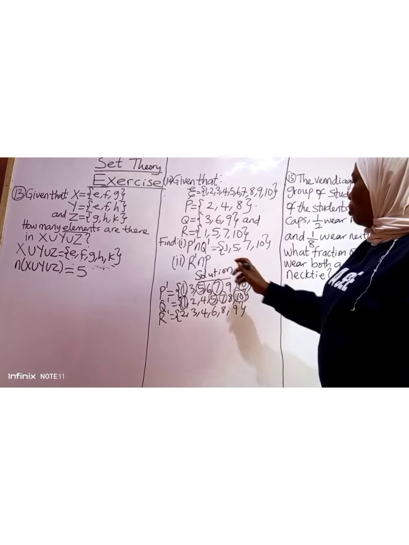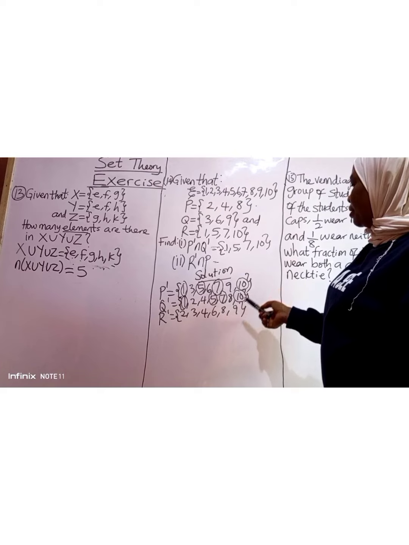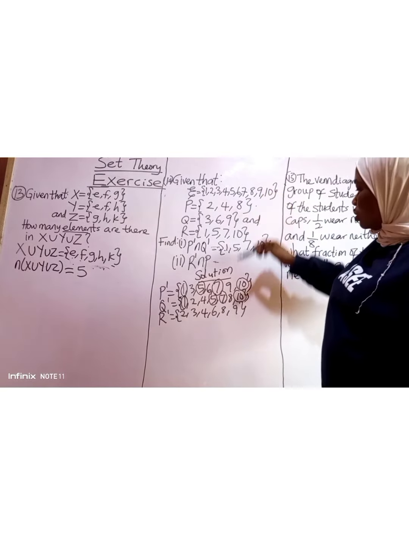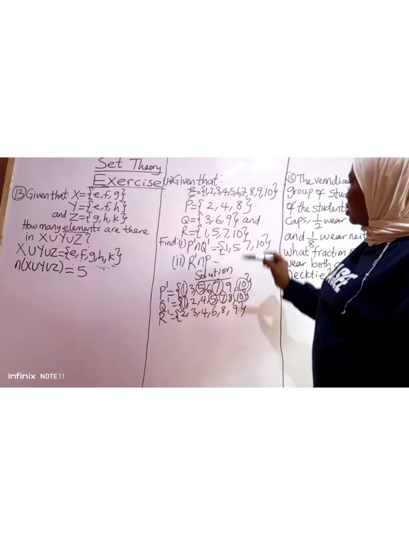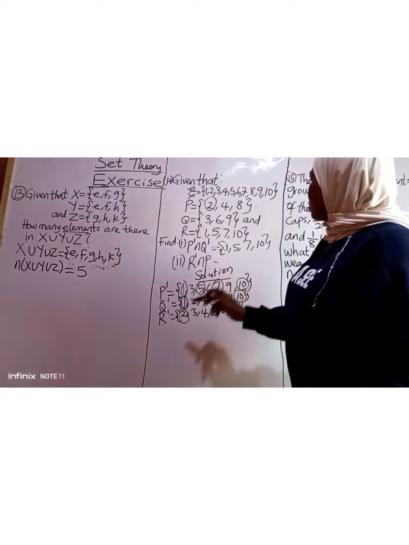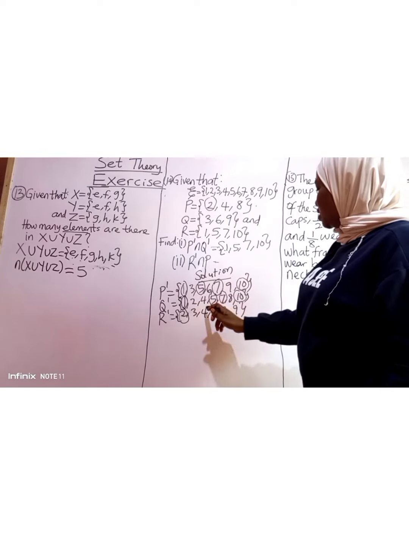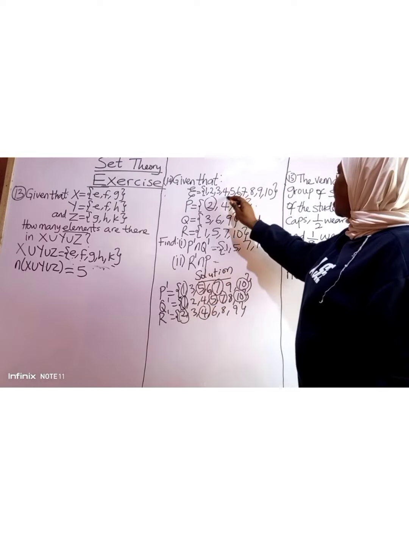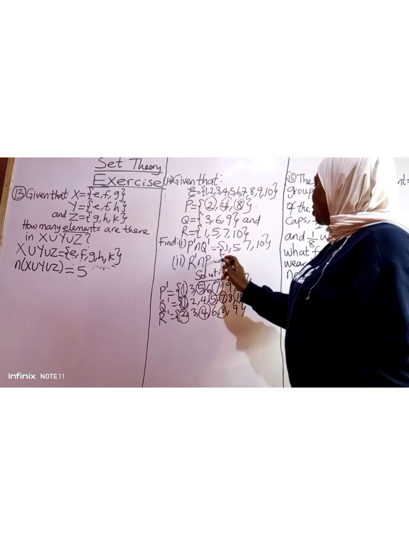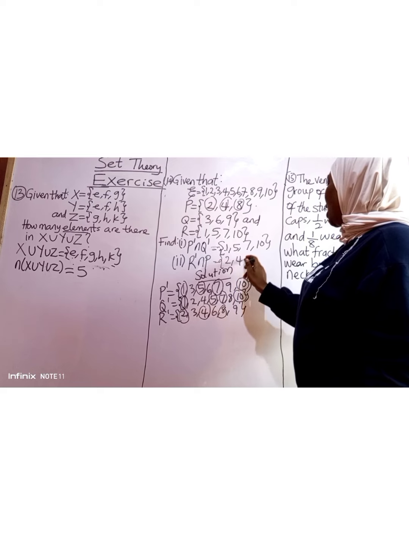So R prime intersects P. That is all the elements that we can find in P and we can also find in R prime. So 2 is in P, 2 is in R prime; 4 is in P, 4 is in R prime; 8 is in P, 8 is in R prime. So R prime intersects P will be {2, 4, 8}.